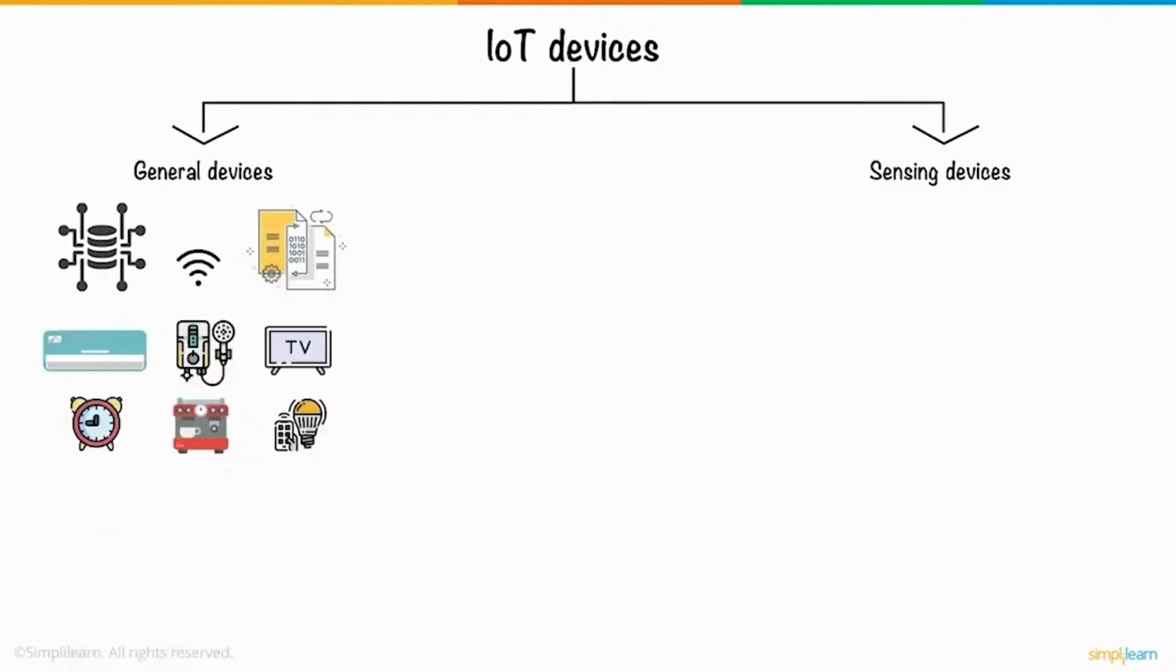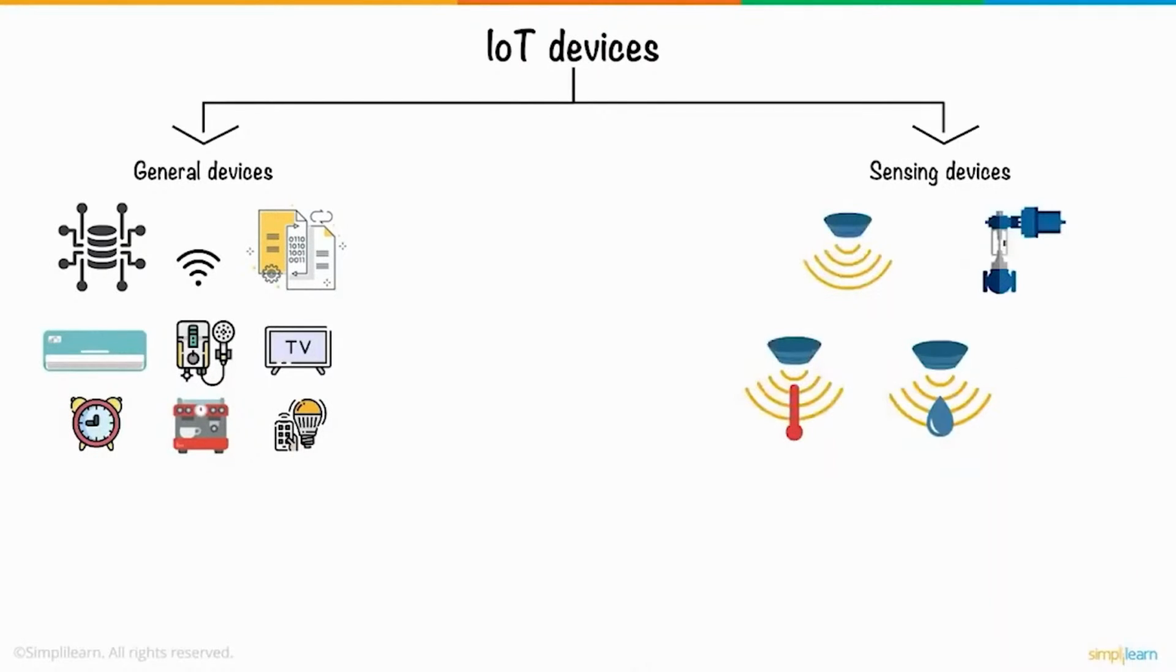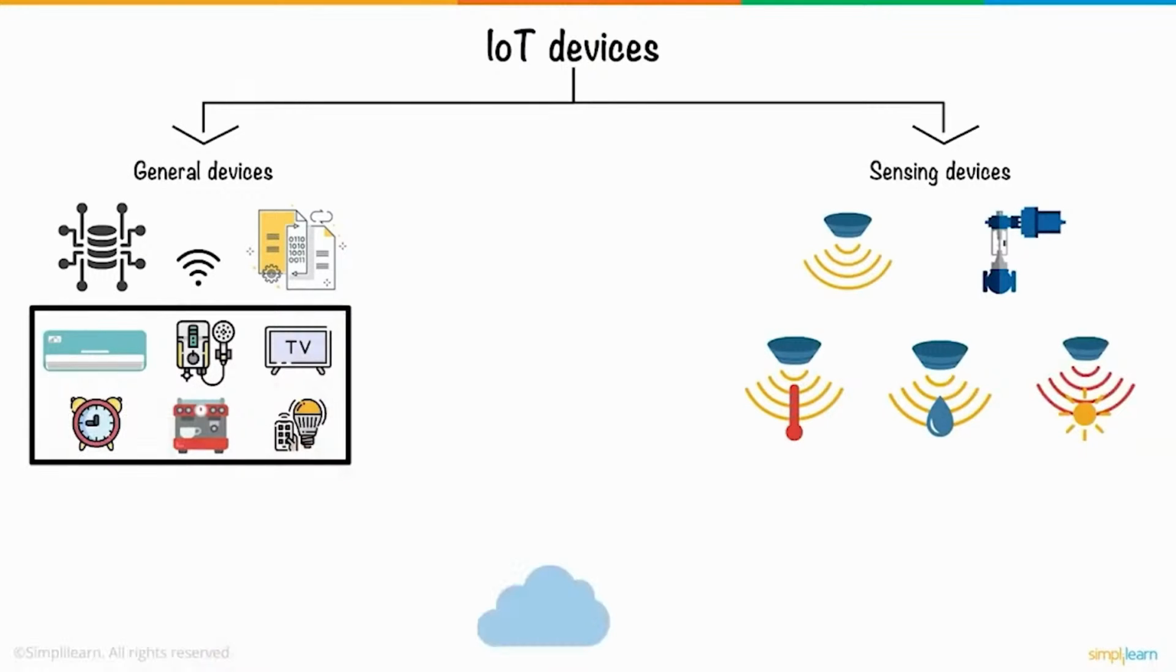The sensing devices, on the other hand, include sensors and actuators. They measure the temperature, humidity, light intensity, and other parameters. These IoT devices are connected to the network with the help of gateways.